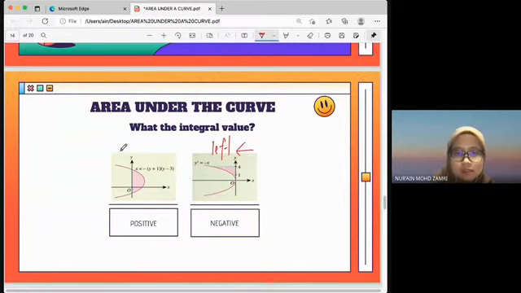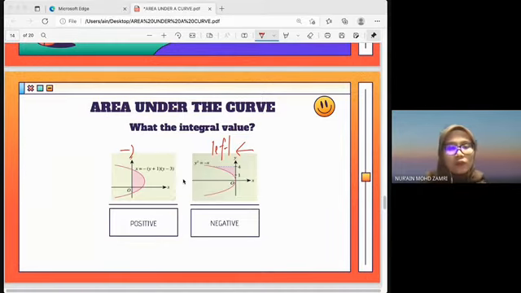So this is to the right. If the region is to the left of the y-axis, then the integral value is negative. And if the region is to the right of the y-axis, then the integral value is positive. And then the area of both regions, when you combine, will become positive. So I hope you can remember this, okay?